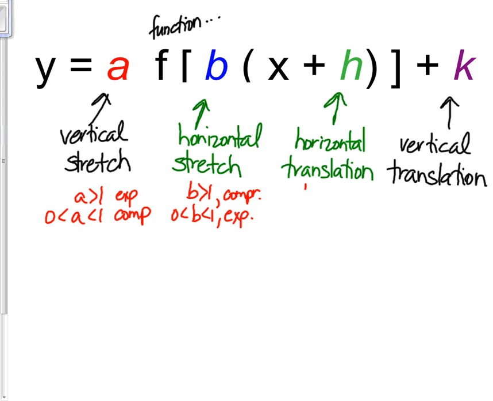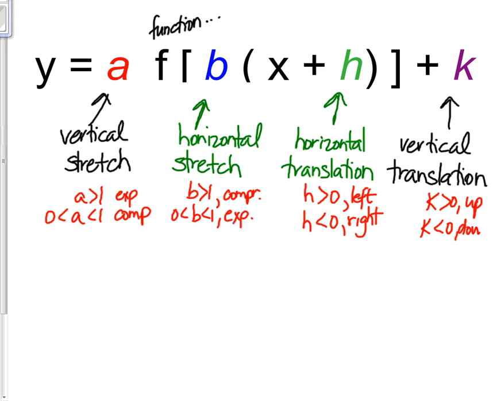If h is positive, we are adding a positive, it's backwards, it's left. If we're adding a negative h, it will be a move to the right. For k, if k is positive, we are adding, so we are going to move up. If k is negative, we move down.